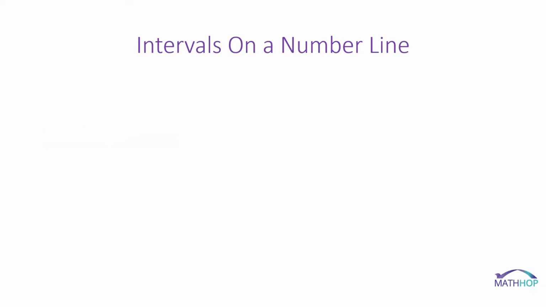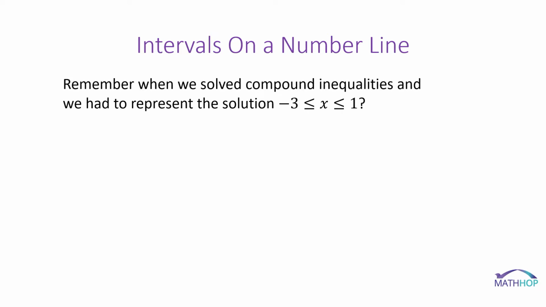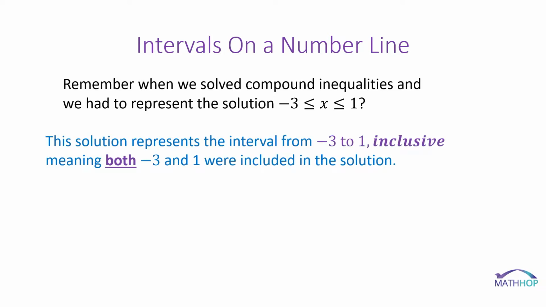So remember when we dealt with intervals on a number line. For example, solving compound inequalities, and we would represent the solution where x was greater than or equal to -3 but less than or equal to 1. This solution represented that interval from -3 to 1 inclusive. And it was inclusive because both -3 and 1 were included in the solution. Both -3 and 1 satisfied the inequality.